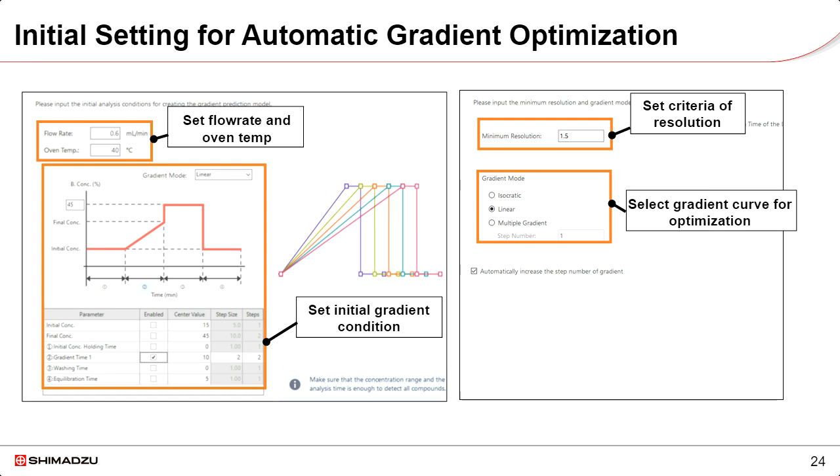And while that may sound sophisticated, the implementation of it is quite simple. Here's a screenshot from LabSolutions MD showing the screen where the user would set the parameters to initiate the gradient optimization process. The flow rate and oven temperature are set, the pattern of the gradient is established, and then, most importantly, the setting of the critical resolution. So in this case, the minimum resolution of 1.5 is desired, and we can then choose the style of gradient curve used for optimization. In this case, it's linear. This will allow, though, for multiple segments to that linear gradient.